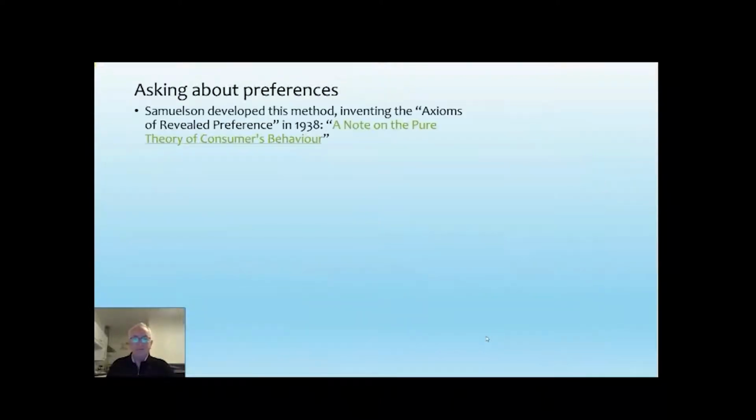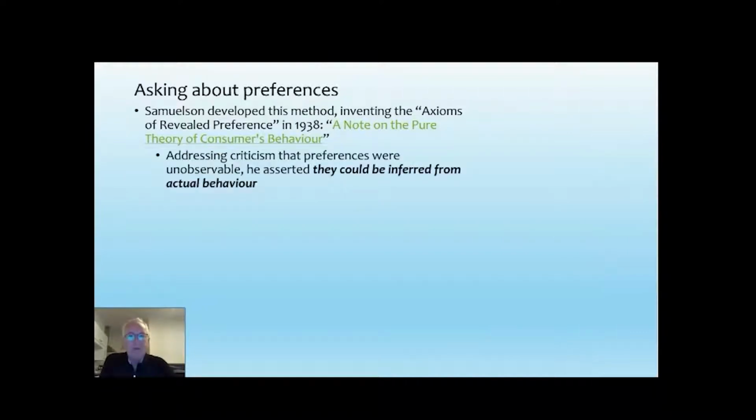Now, this was critiqued by some people saying, well, you can't actually see this indifference curve. It's unknowable. How can we use an unknowable concept like indifference as an essential part of a theory? And the response was, well, true, but actually we can work backwards. We can see what they do and then derive their indifference curves from their actual behaviour.